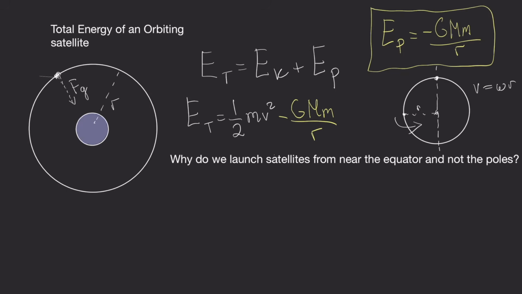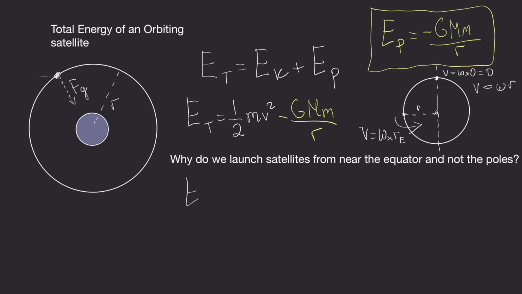If we're right at the pole, we're not actually rotating around the axis because r is equal to 0. So at the poles, v will be equal to omega times 0, which is going to be equal to 0. At the equator, right over here, v is going to be equal to omega times the radius of the Earth, which gives a sizable advantage. And this is why we always launch the satellites from near the equator.